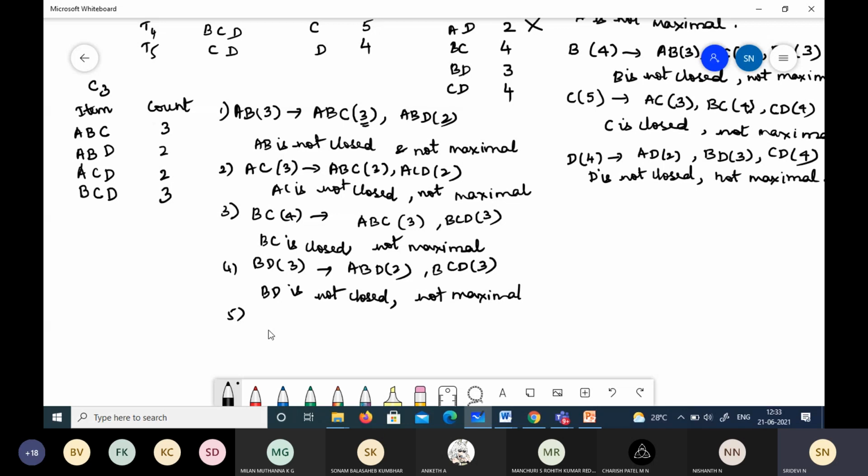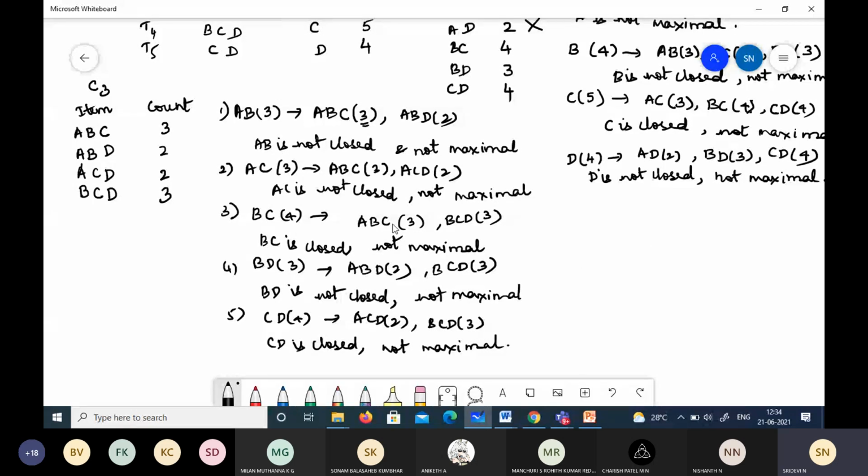And we have CD. Okay. And let's check, we have 2 and 3. ACD, which is 2, and BCD, which is 3. So again, this is closed, isn't it? CD is closed, but it is not maximal because we have a support count equal to 3 here.